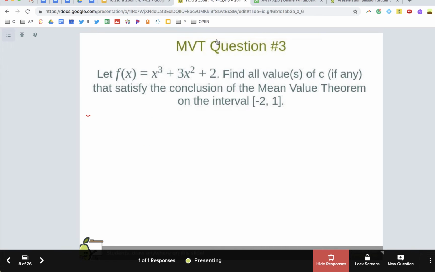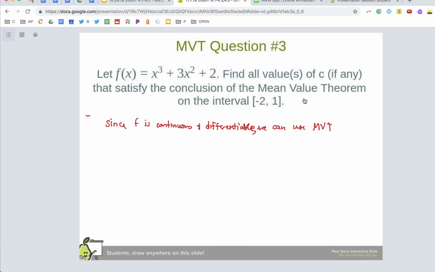In this question, this function is continuous and differentiable everywhere, so we can use the mean value theorem. Just going to go ahead and state it at the beginning. So now let's find f prime of x. 3x squared plus 6x, right? The derivative of 2 is 0. And let's find the slope. F of 1 minus f of negative 2 all over 1 minus negative 2. F of 1 is 1 plus 3 plus 2, 6. F of negative 2 is also 6, all over 3, which is 0.